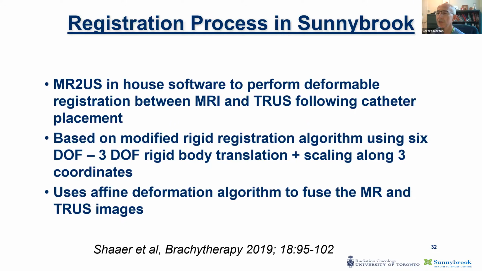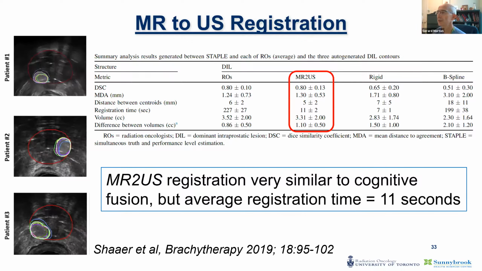Instead of using commercial systems, we've actually for many years been using an in-house system, which we call MR to ultrasound software. And this performs a deformable registration between the MRI and the TRUS, which we perform after catheter placement. Details are in the reference publication here, but basically this does an initial rigid registration, and then there's a scaling on each axial slice and applies the same deformation algorithm to the DIL on these slices.